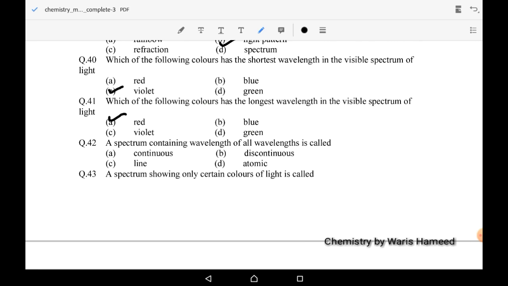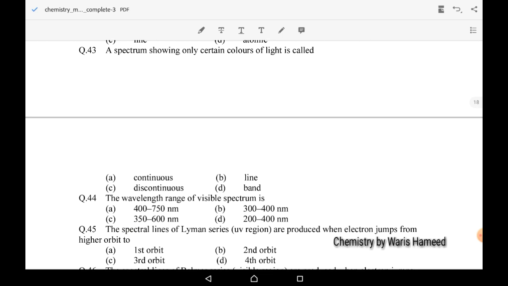The spectrum containing all wavelengths is called continuous spectrum, like a rainbow. A spectrum showing only certain colors of light is called line spectrum. The wavelength range of visible spectrum is 400 to 750 nanometer.